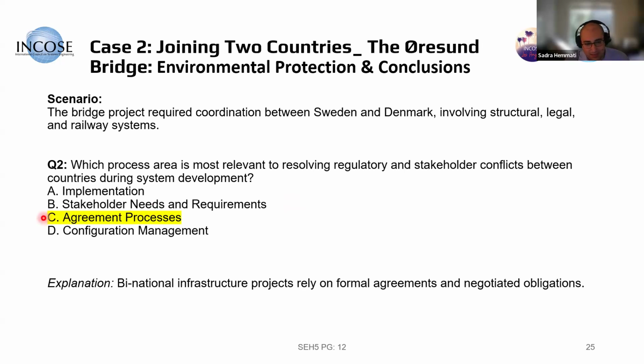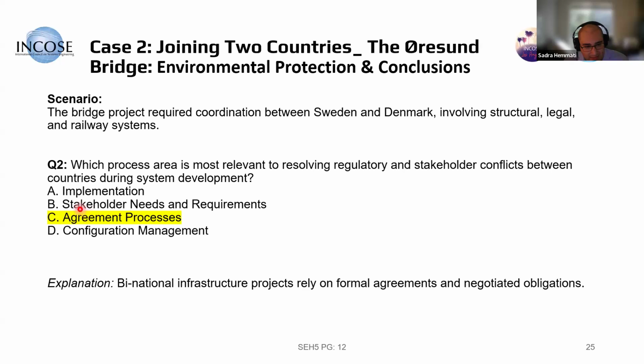So the correct answer is agreement. Remember that because this was a binational infrastructure project, agreement at the top is really the key because you're crossing the borders of two countries, and with the scale of this, that helped the agreement at all levels.